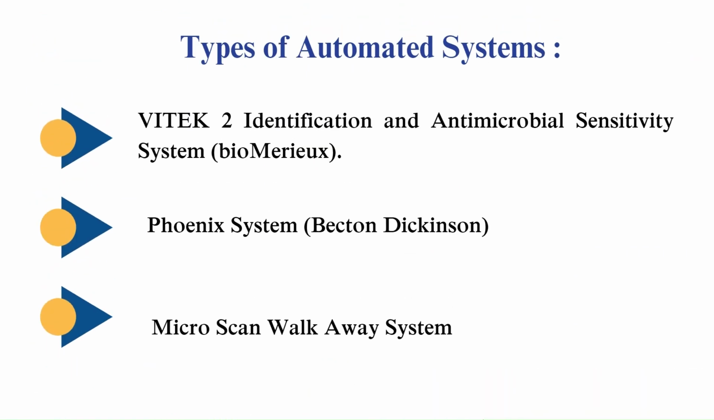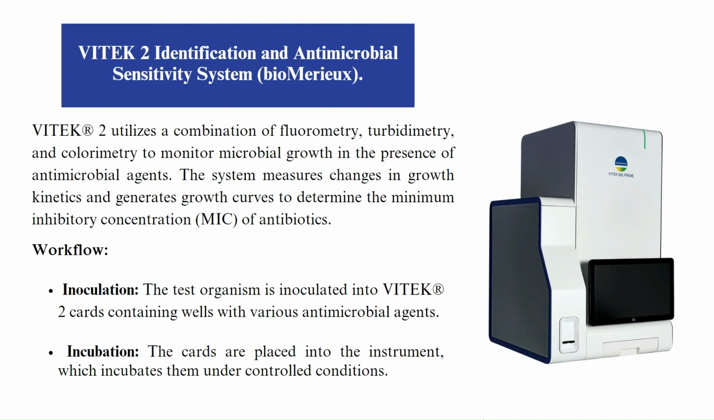Most common types of automated systems are VITEK 2 identification and antimicrobial sensitivity system, Phoenix system, and MicroScan WalkAway system. We shall now see each of them in detail. The first system is VITEK 2 identification and antimicrobial sensitivity system.